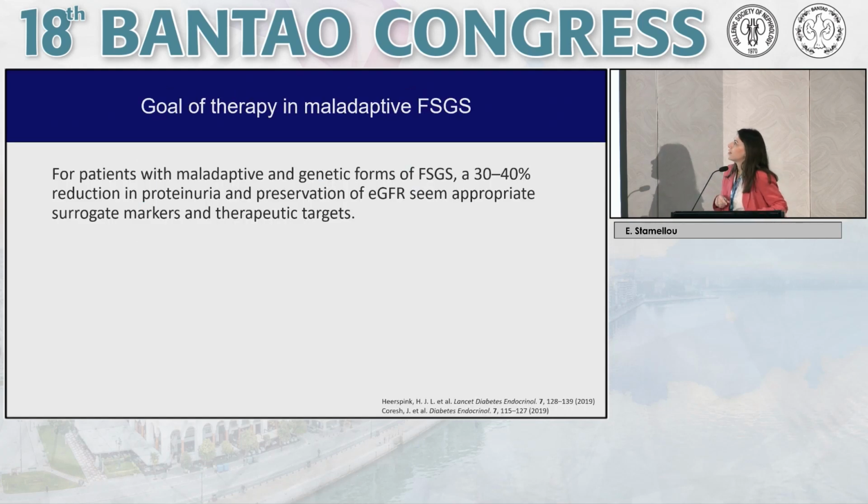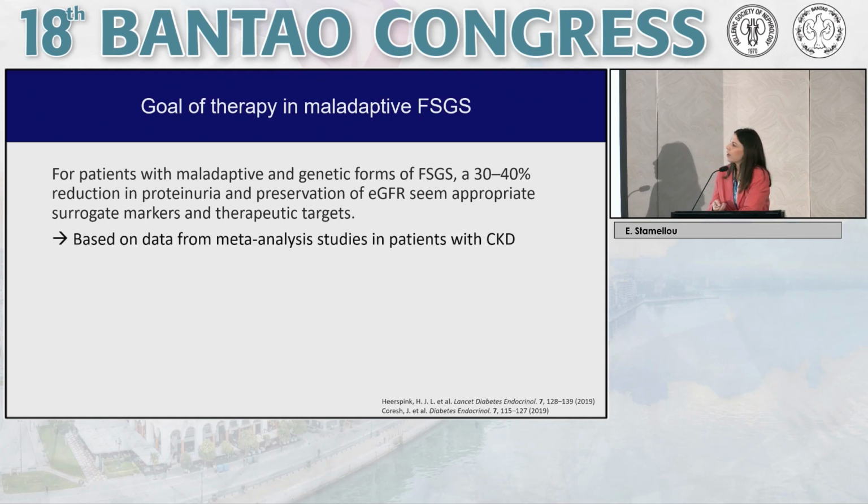Regarding the goal of therapy in maladaptive FSGS, there are no data, because most of the studies in FSGS are with mixed populations, which have both primary and secondary FSGS. We have some data from a big meta-analysis in patients with CKD, not FSGS, which suggests that a reduction of 30 to 40% in proteinuria and preservation of eGFR seem appropriate surrogate markers. So we are not so aggressive. When we see a patient with 3 or 4 grams of proteinuria who is not nephrotic and has stable kidney function, we evaluate and treat him, but we don't have the big headache that he is nephrotic and we have to treat him. Sometimes these patients are left untreated or undertreated.